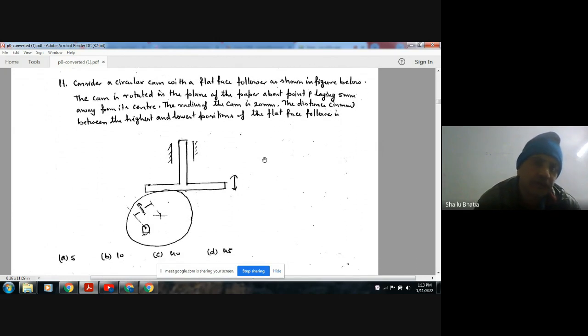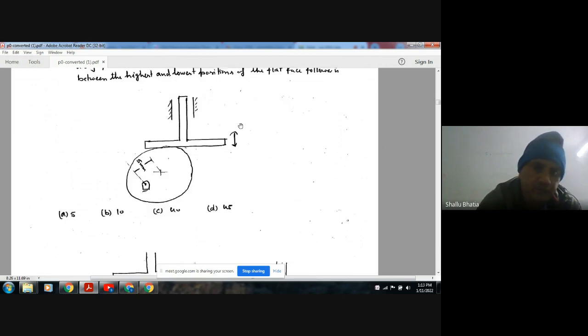Next, consider a circular cam with a flat face follower as shown in the figure below. The cam is rotated in the plane of paper about point P, lying 5 mm away from its center. The radius of the cam is 20 mm. The distance in mm between the highest and lowest position of the flat face follower is. So this is your cam, and this is your follower. And this distance is 5 mm. So options are A 5, B 10, C 40, and D 45.